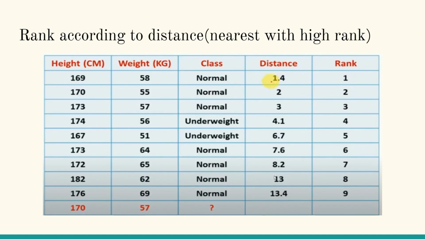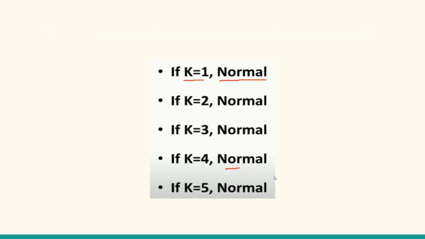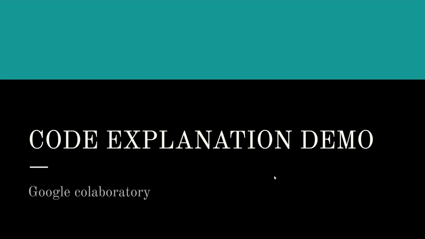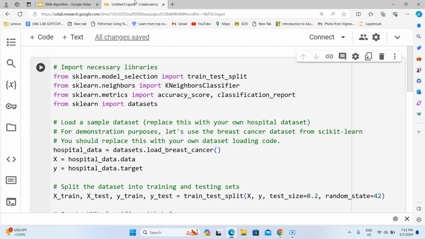If k equal to 5, we will check 1, 2, 3, 4, 5. 3 belong to normal, 2 belong to underweight. Majority is normal, so if k equal to 5, it is normal. Now we will see the code explanation in Python in the Google Colaboratory.